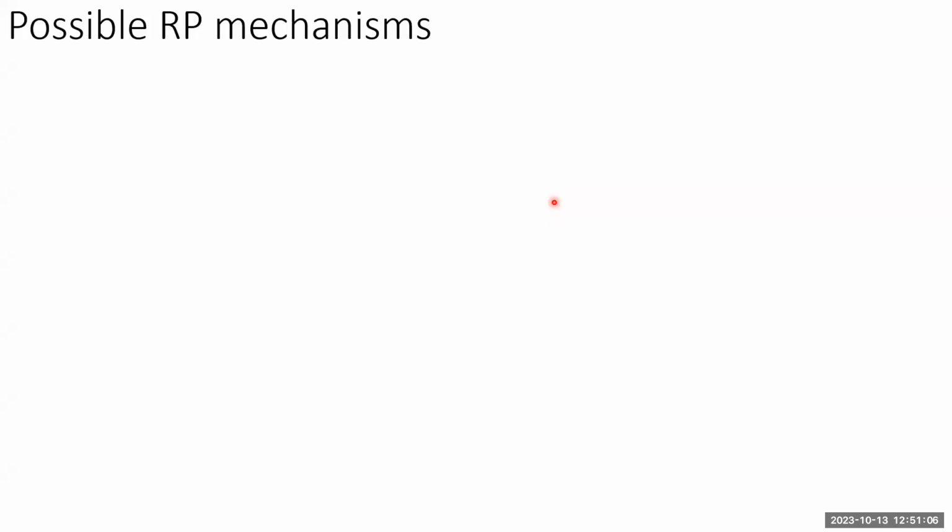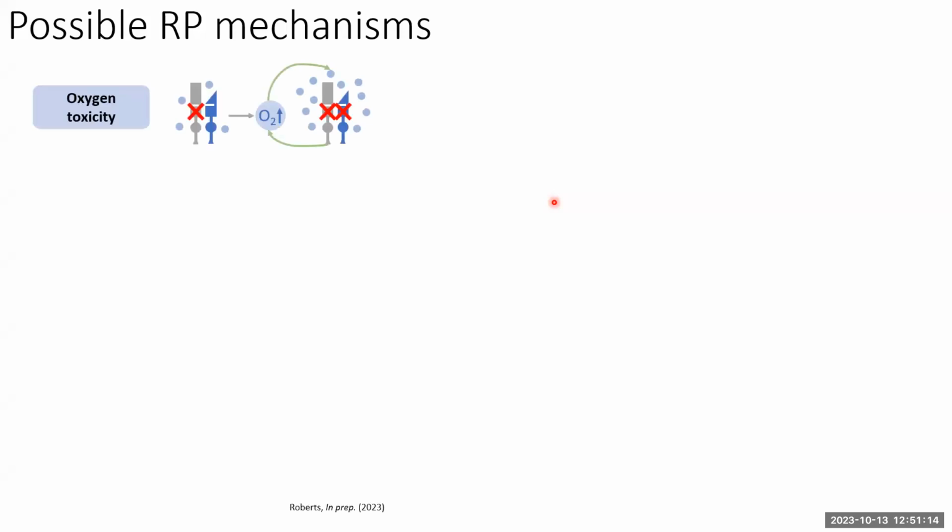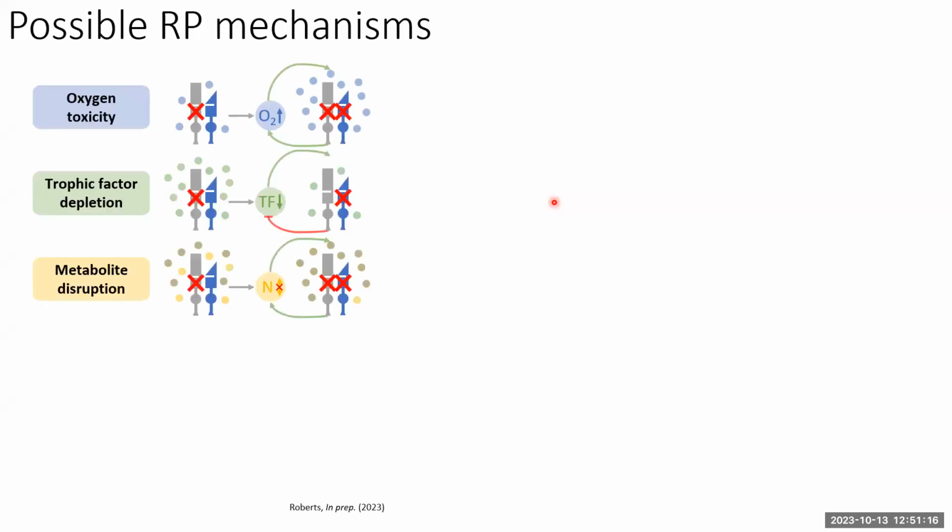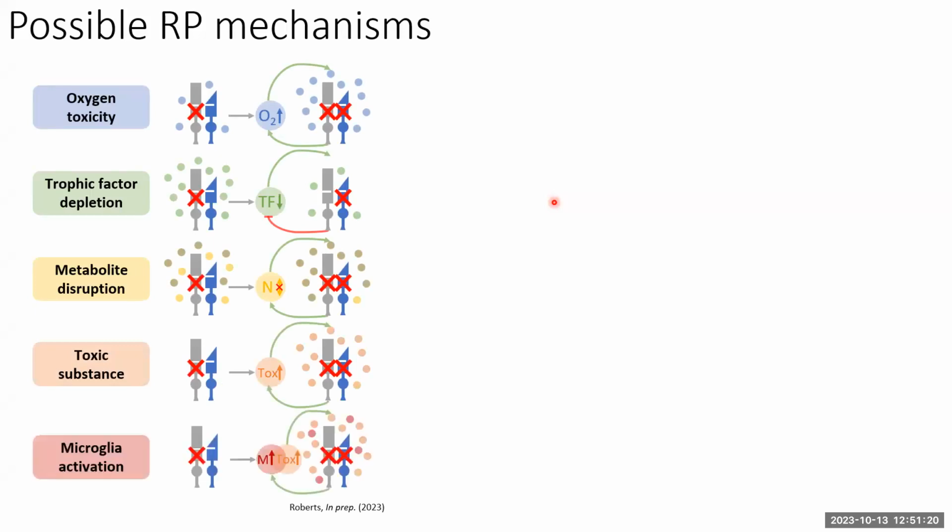So I mentioned there's a number of different mechanisms that have been proposed to explain secondary cone loss and that could also explain these patterns of degeneration. In short order, these are the oxygen toxicity mechanism, trophic factor depletion, metabolic disruption, toxic substance release, and microglia activation. I'm afraid I don't have time to go through these in detail, but these are, as I said, complementary mechanisms, so it could be any of these or any combination of them.